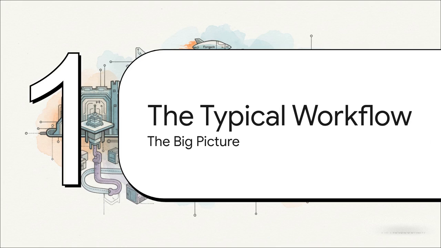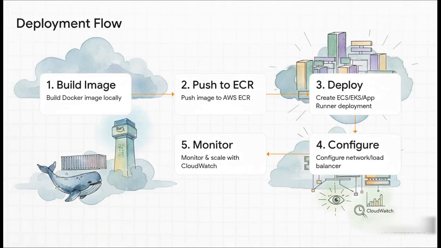Okay, let's step back for a second and look at the big picture. How does this all fit together in a typical workflow? No matter which of these you choose, the basic dance steps are pretty much the same. You start by building your Docker image on your own machine. Step 2, you push that shiny new image up to ECR, our secure library. Then you tell your orchestrator of choice, ECS, EKS, or App Runner, hey, go grab that image and run it. Finally, you hook up the networking and set up some monitoring to make sure everything stays happy and healthy.